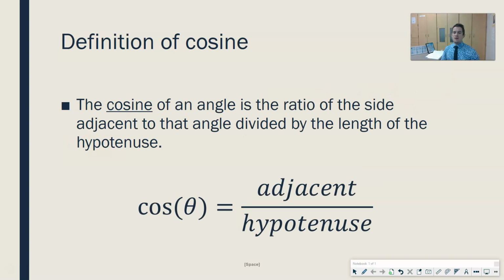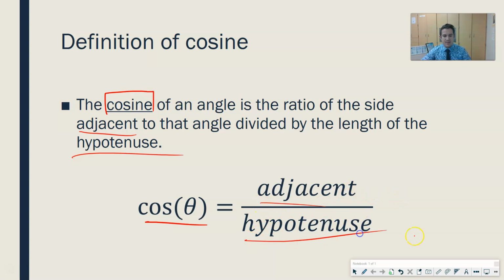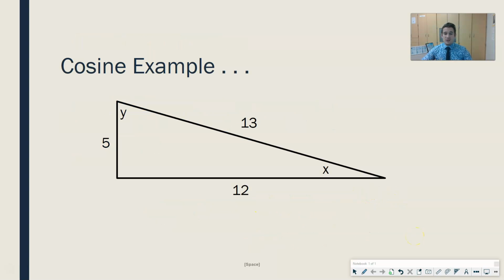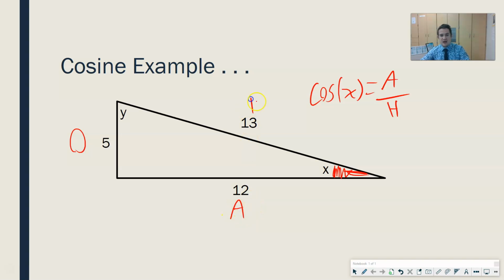Okay? We're going to define the ratio of the adjacent side divided by the hypotenuse side as the cosine. So the cosine of an angle is the ratio of the side adjacent to that angle divided by the length of the hypotenuse. If I look at this same triangle, the cosine of angle x would be the adjacent side divided by the hypotenuse, which is 12 divided by 13.